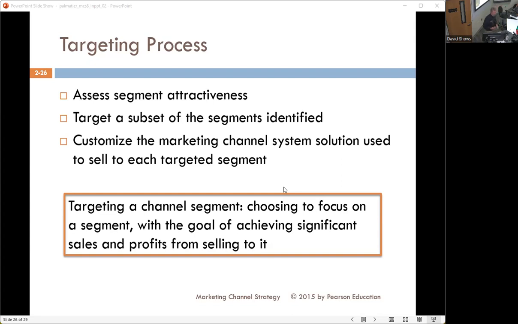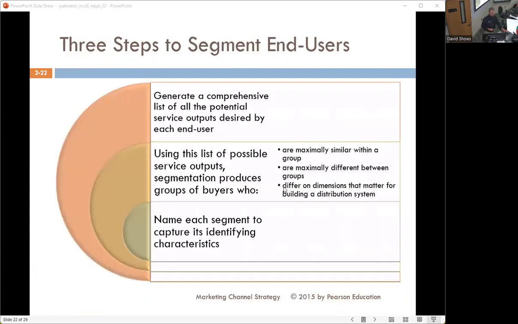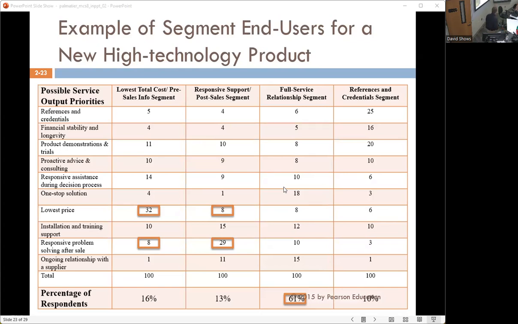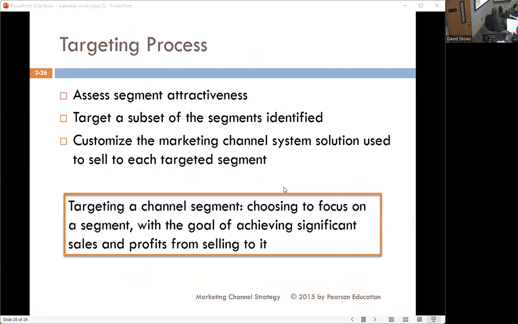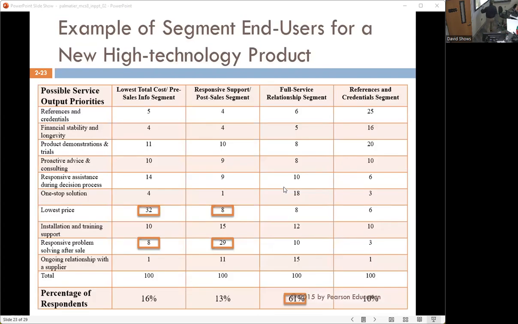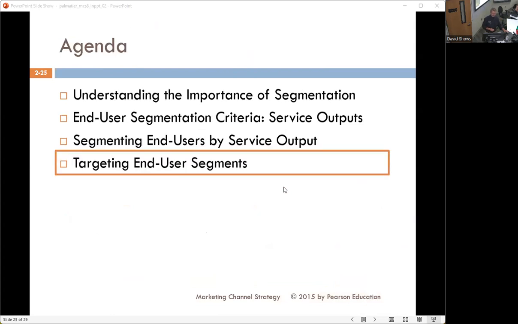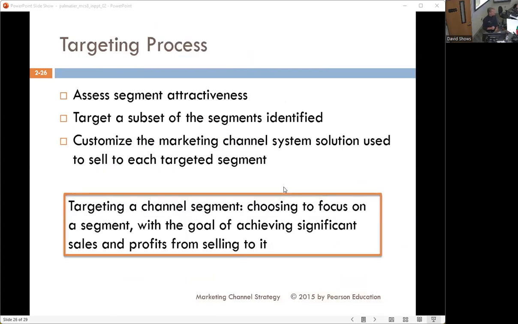Now, just as we had 4 segments here, we assess which one of those are valued, and then we target the subsets that we identify. And so what I mean by targeting the subsets, I said I'm targeting this one and I'm targeting this one. And I'm giving 2 different messages to 2 different groups. And then finally, what I'm going to do is I'm going to customize each channel solution to sell to each targeted segment.